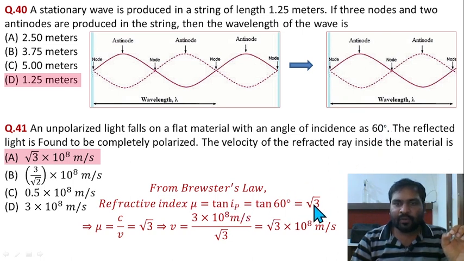Tan 60 degrees equals square root 3, and also refractive index mu equals speed of light divided by velocity in a particular medium. So c by v. From here, find v equals square root 3 into 10 to the power 8 meters per second. So the velocity of the refracted ray inside the material is square root 3 into 10 to the power 8 meters per second. Option A is correct.